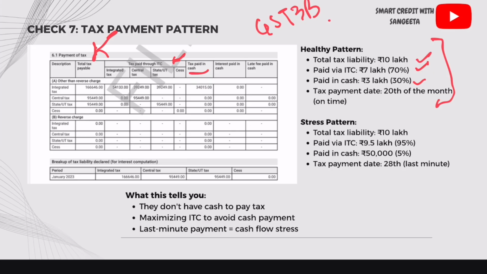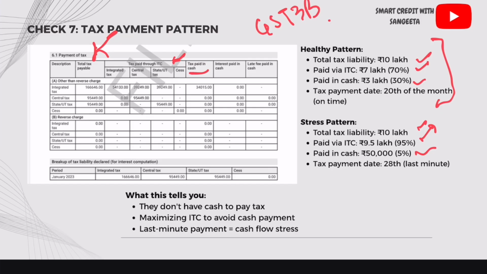If the total tax liability is 10 lakh and the customer is paying via ITC say 9.5 lakh, that is 95% of the tax, now the tax paid in cash is 50,000, just 5%, and tax payment is delayed, which is obviously delayed, just maybe the 28th, the last minute. Now, what does this tell? The stress pattern, what does this tell you?